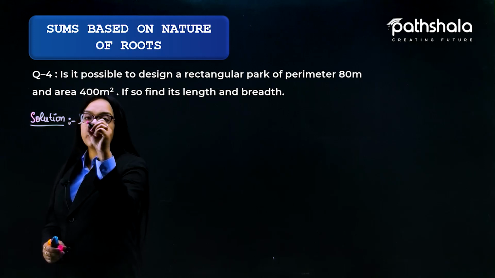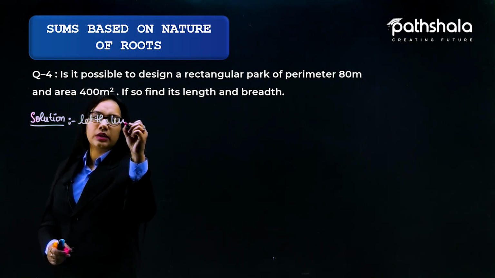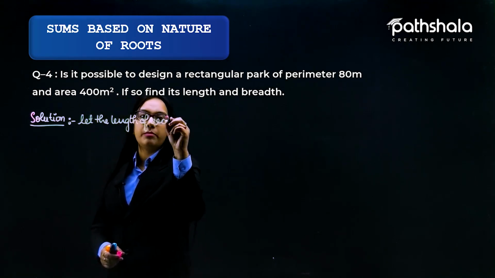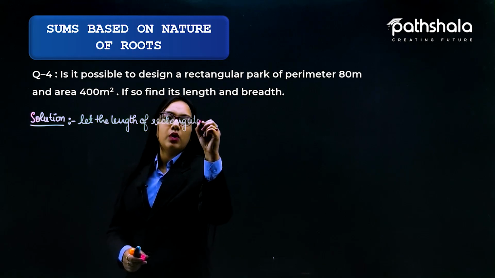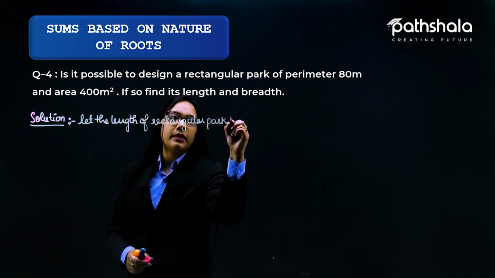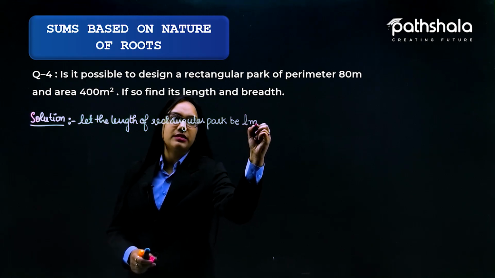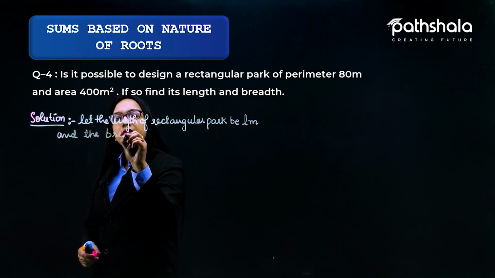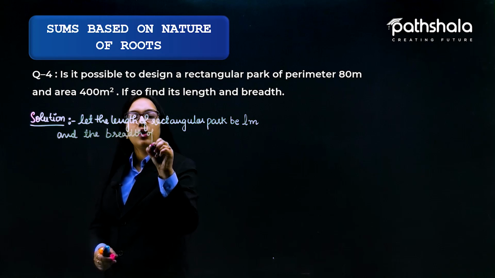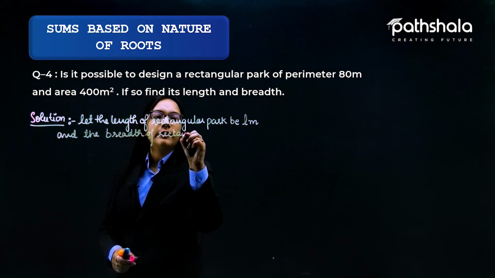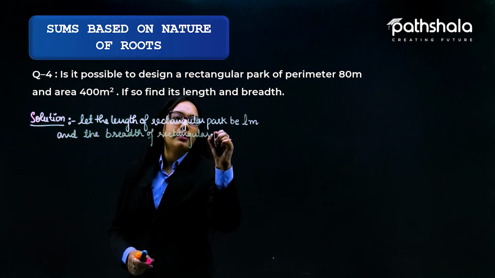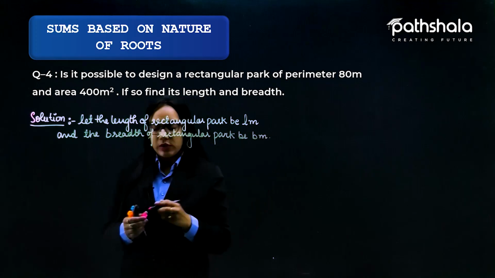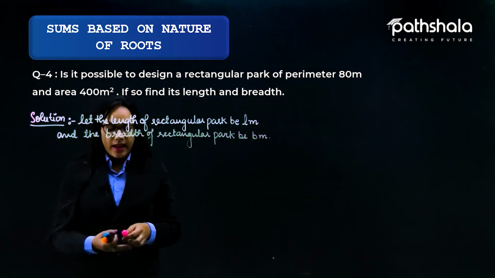So let the length of the rectangular park be L meters and the breadth of the rectangular park be B meters. So let us suppose I am taking the length as L and the breadth as B.